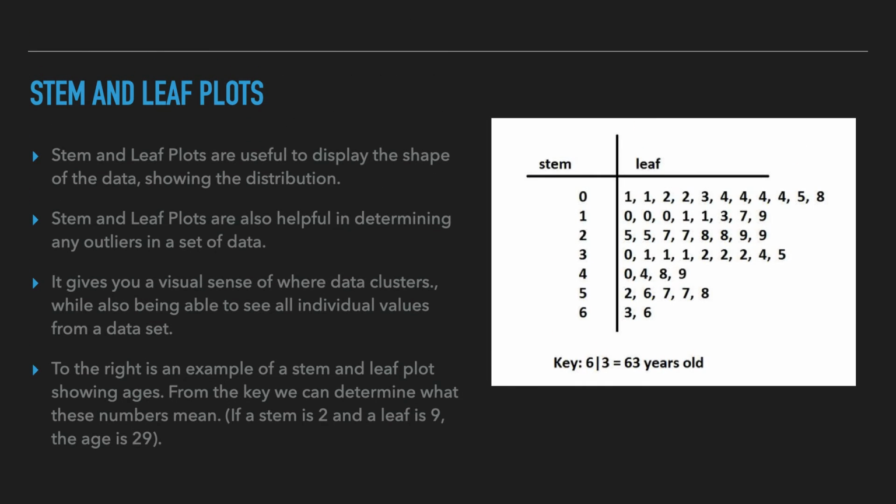Stem and leaf plots. Stem and leaf plots are useful to display the shape of the data showing the distribution. Stem and leaf plots are also helpful in determining any outliers in a data set. It gives you a visual sense of where data clusters while also being able to see all individual values from a data set. To the right is an example of a stem and leaf plot showing ages. From the key, we can determine what these numbers mean. If a stem is 2 and a leaf is 9, the age is 29.